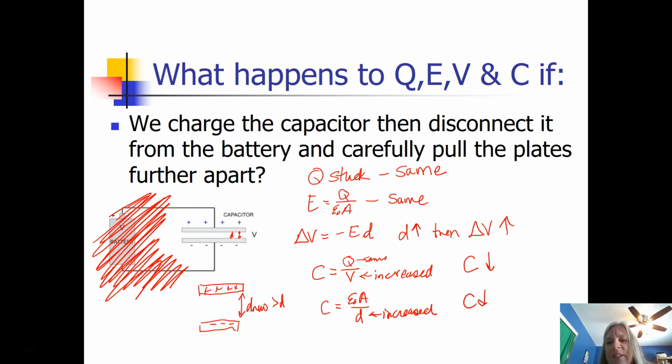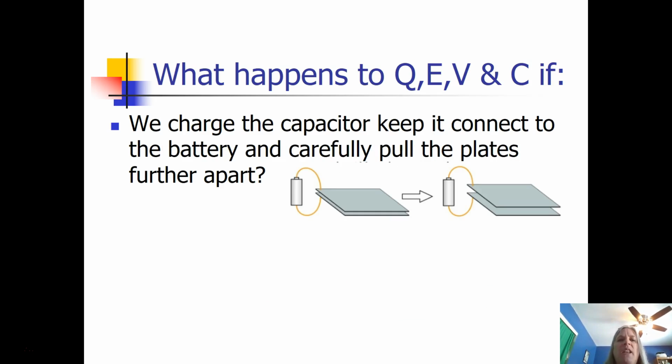Well, what if we left the battery connected? So what if we charge the capacitor and keep it connected to the battery and then carefully pull the plates apart? Well, now let's start with voltage. Because it's connected to the battery, the battery dictates the voltage is still the same. It still is equal to the voltage of the battery. I'm going to call that V_BAT.